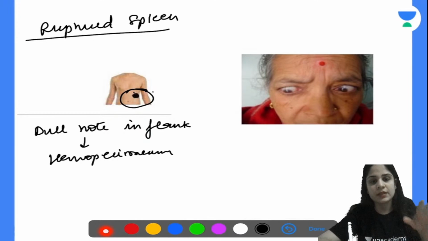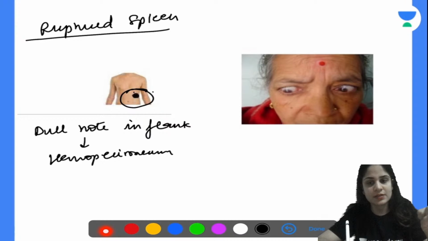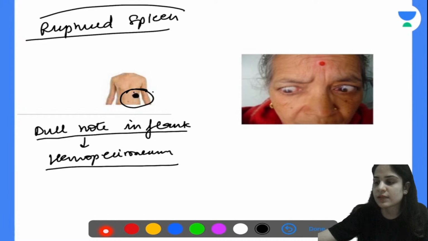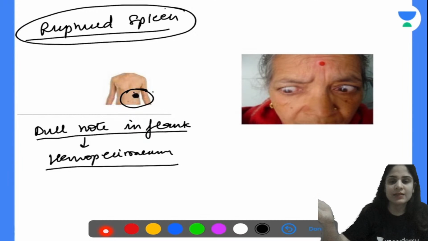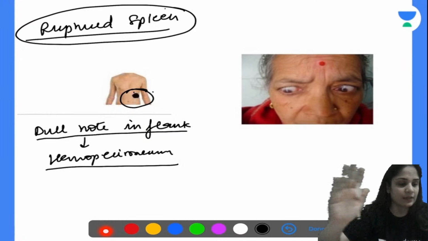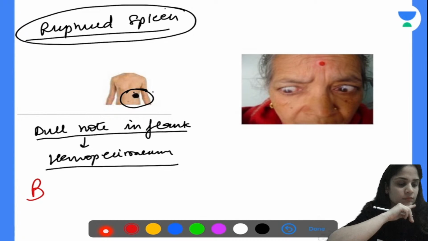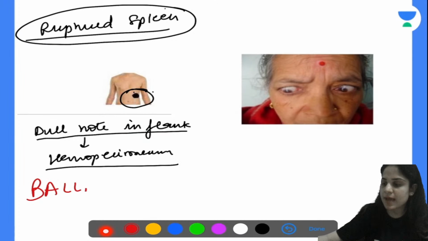And why will that not happen? Because the blood that is present in the vicinity of the spleen gets coagulated. So can you guys tell me what is the name of the sign in surgery? Dull note in the flank due to hemoperitoneum seen in a case of ruptured spleen, and this dullness does not shift when it is on the left side because of the coagulation of the blood next to the spleen. So anyone, what is the name of the sign? It starts with B. Okay, so the name of the sign is Balance's sign. Okay, this is called Balance's sign.